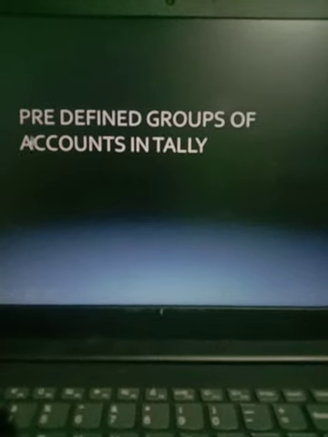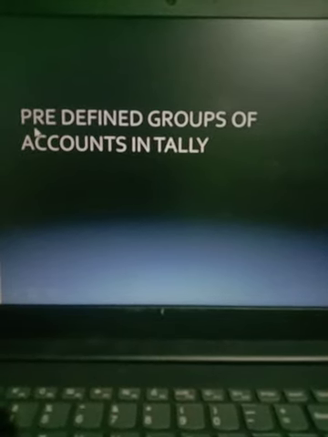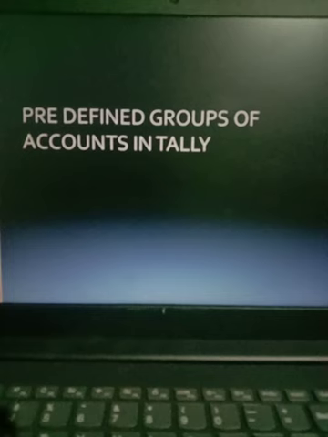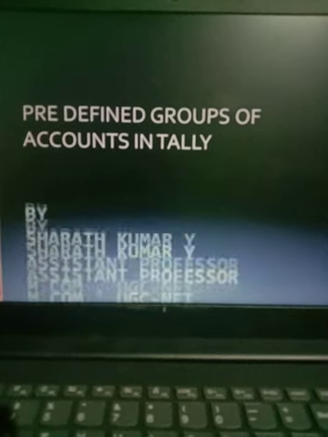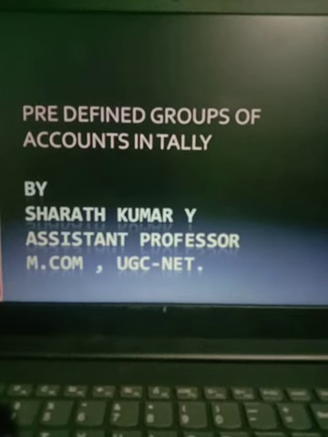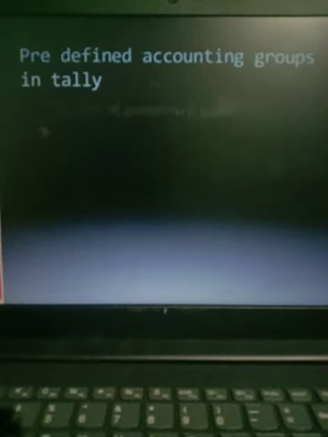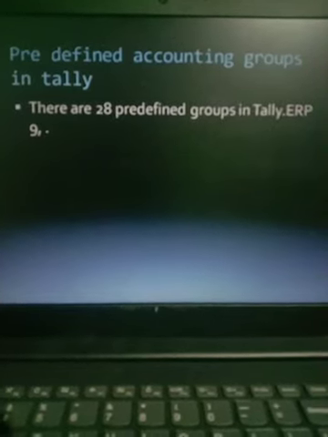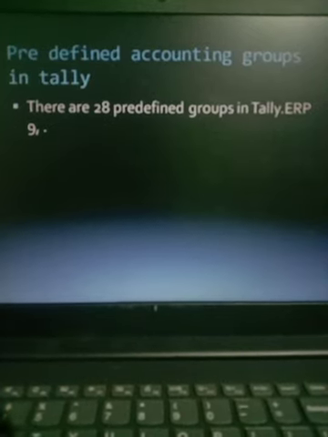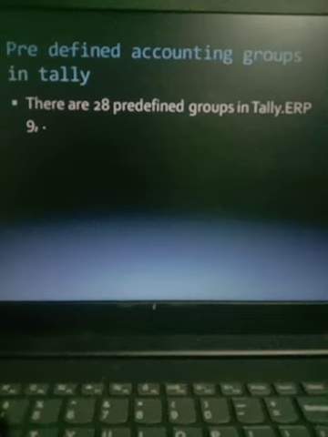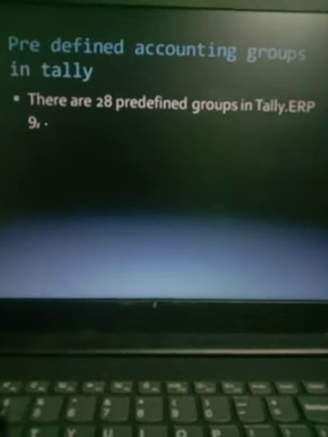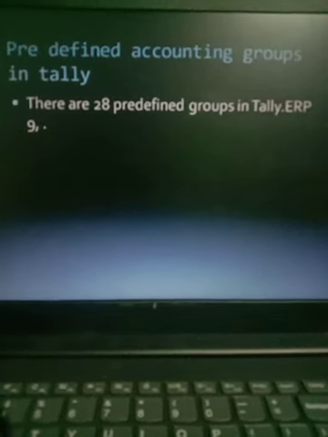Today we are going to discuss the predefined groups of accounts in Tally. So let me start the session. There are 28 predefined groups in Tally ERP9. Means in Tally ERP9 there are 28 predefined accounting groups.